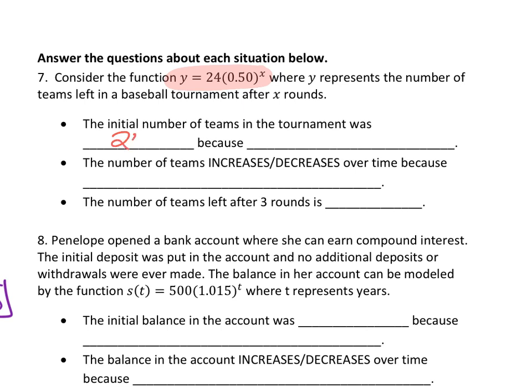24. How do we know that? Because it's the a, a equals 24. If we graphed this, that would also be the y-intercept, where we begin.